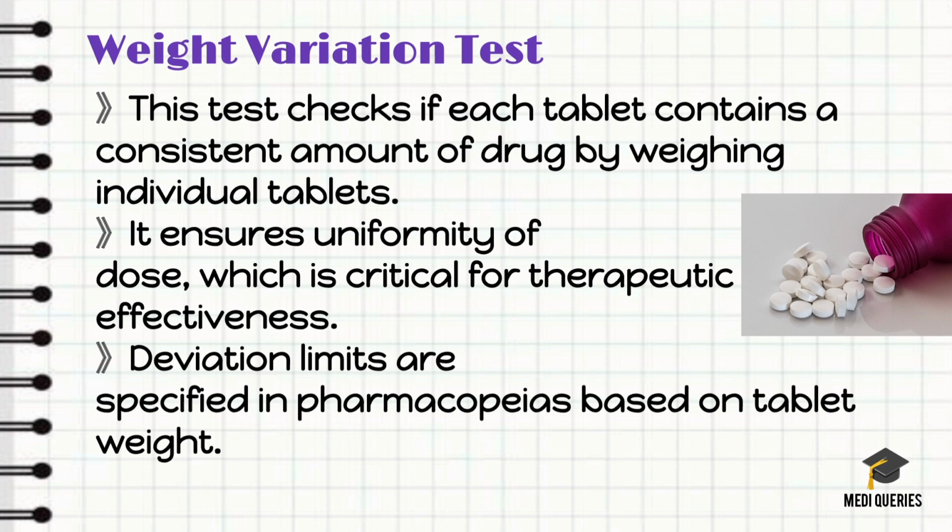Large variation may indicate poor flow, uneven die filling or segregation during mixing. The weight uniformity is especially critical for low dose drugs, where even a slight error can be dangerous. So this simple test is vital in ensuring dose accuracy and therapeutic reliability.